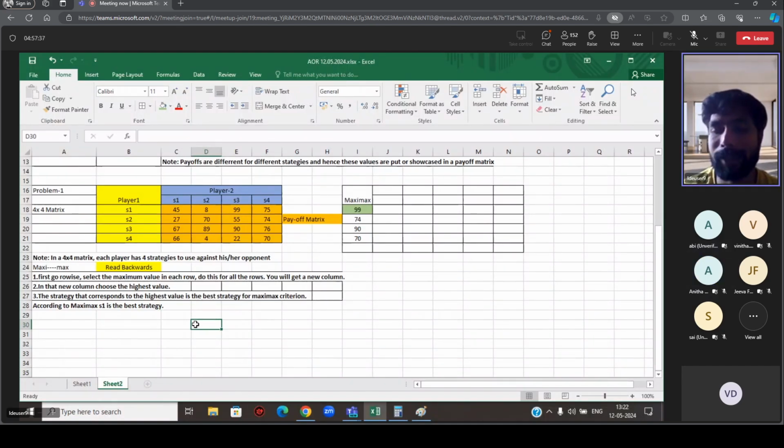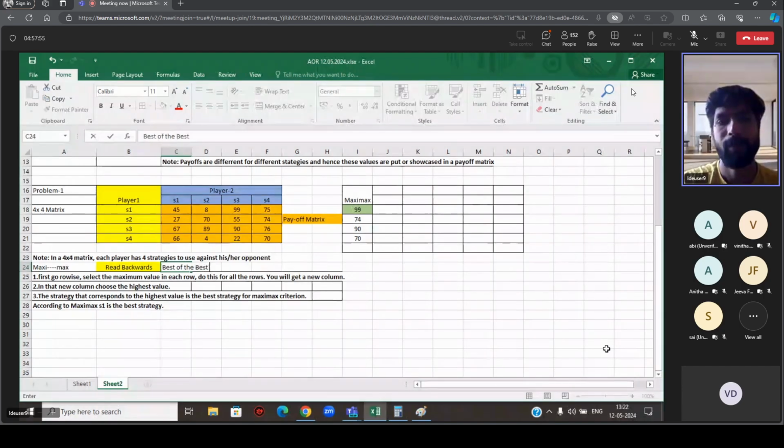Maxi-max is something called the criterion of optimism. What does that mean? I want the best of the best. That is the meaning of it. What do you mean by that? Let me say there are 4 students.